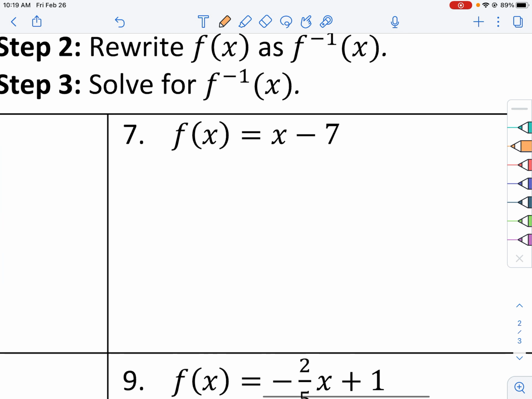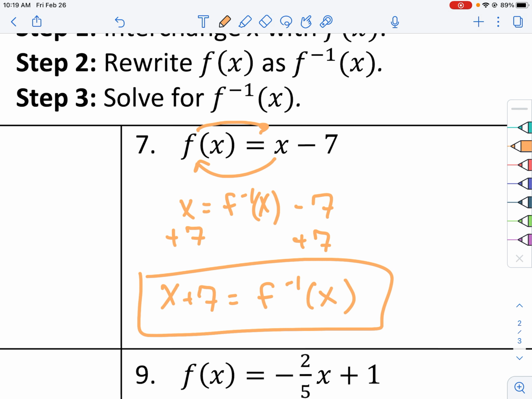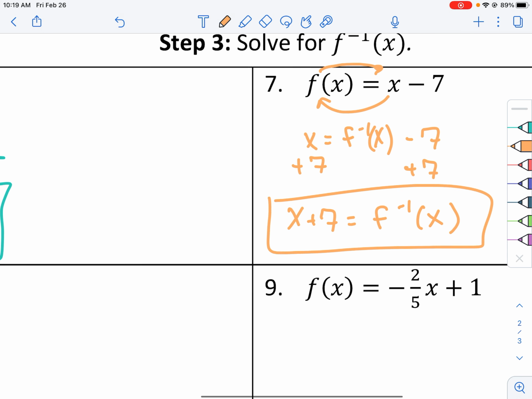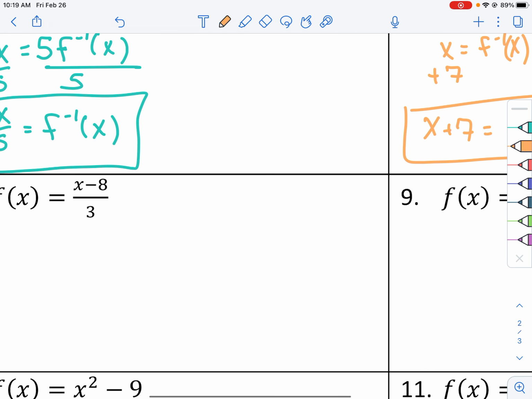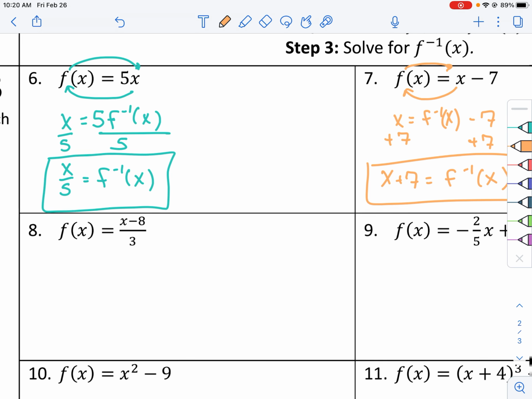So for number 6, let's do that same exact thing, right? Swap the f and swap the x. That's going to give us x is equal to the inverse of f minus 7. We add that 7 to the other side. You get x plus 7 is equal to the inverse f of x. All right. Next one.